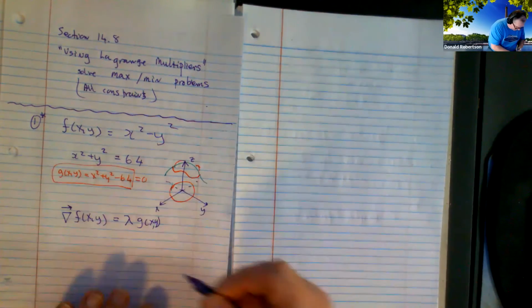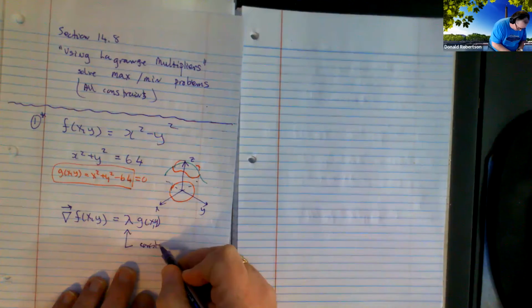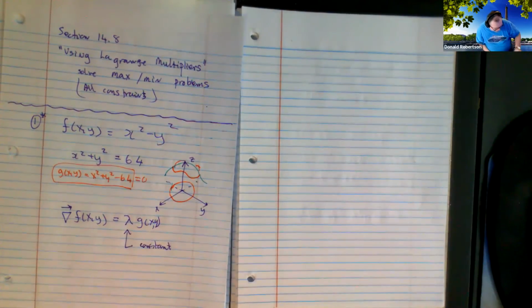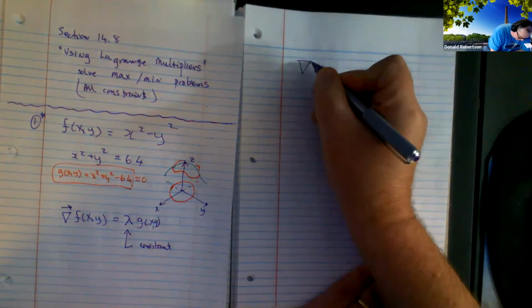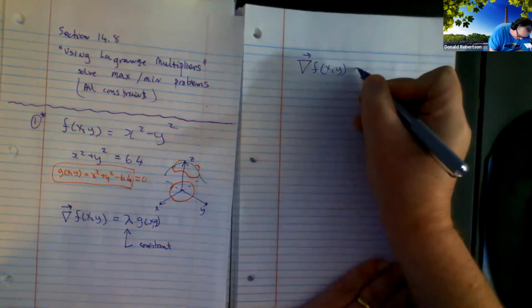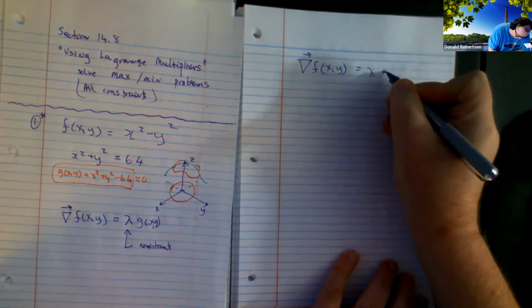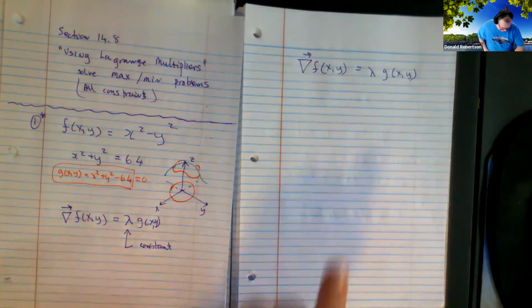And lambda is a constant, very often called the Lagrange constant, sometimes called the Lagrange multiplier. So that's where the name came from. Well, let's set up the problem. It's a different kind of algebra, but once you've seen a couple, you'll get used to it.